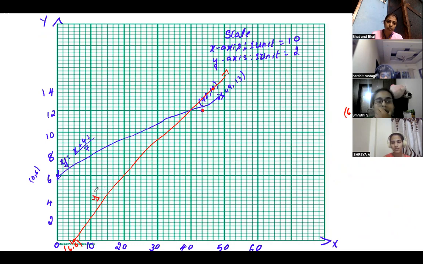What is the expression for this? y is equal to (x minus 6) divided by 3. So here the coordinate point is 42, 12, and this is 48, 14. Okay. Have you taken the screenshot for the graph? Done. Yes. Okay, then fine.